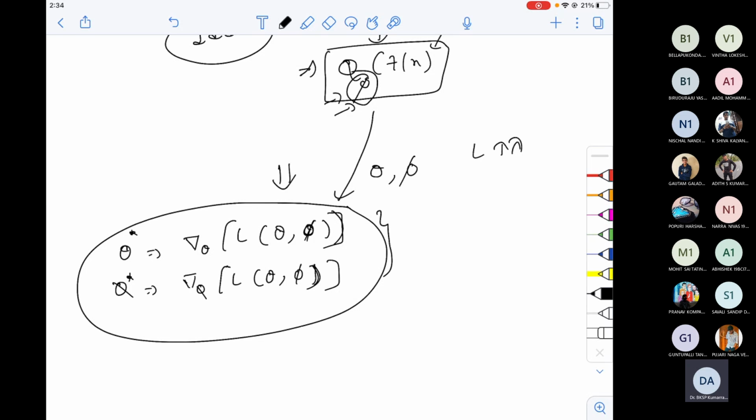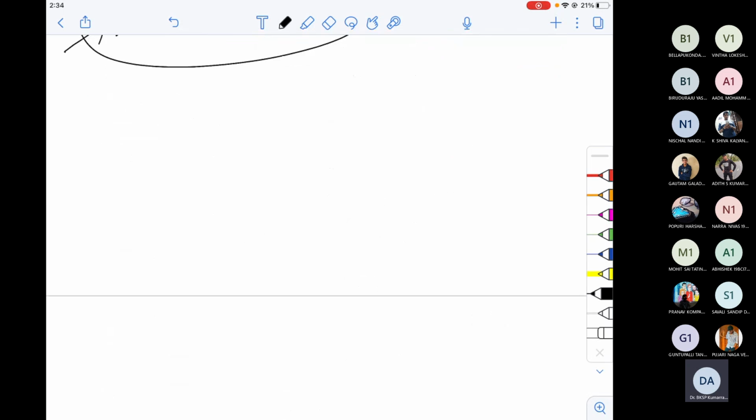So theta star is the ideal weights for the decoder and phi star is the ideal weights for the encoder. This is the main theme of entire variational autoencoders. Again, guys, if you don't understand the derivation part, you don't need to worry at all. The only thing you have to remember is the loss function that we have derived.